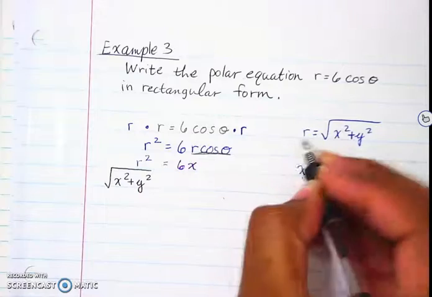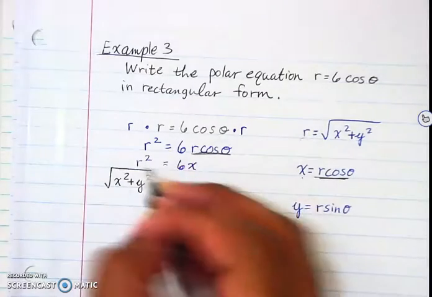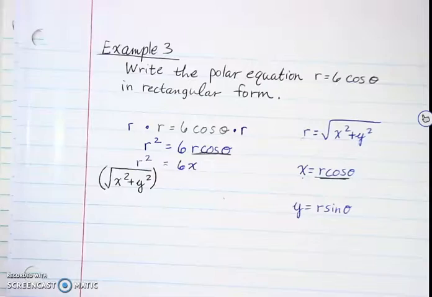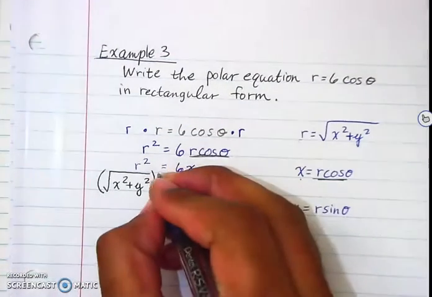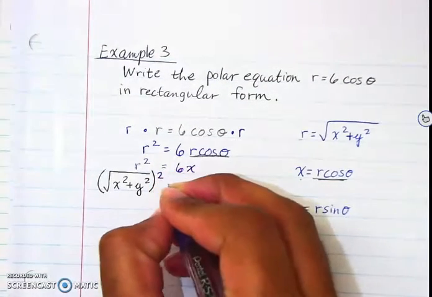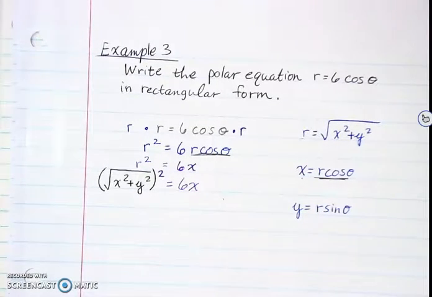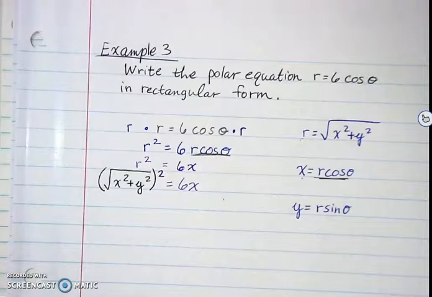So r equals this. For r, we're putting that in. Then I'm going to put the quantity squared, because that whole thing is being squared. And then we leave the other side by itself. Don't touch that right side. Leave it as it is.